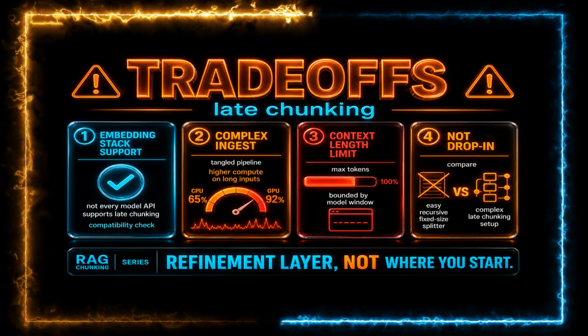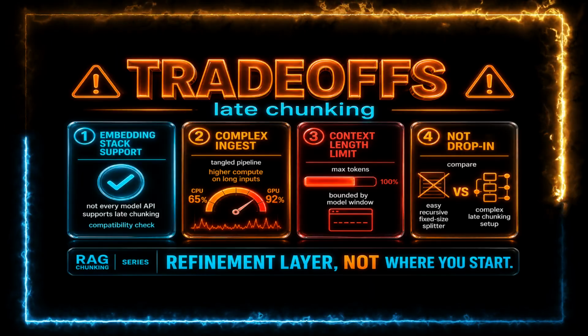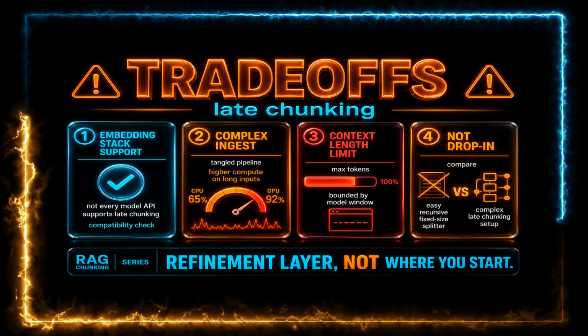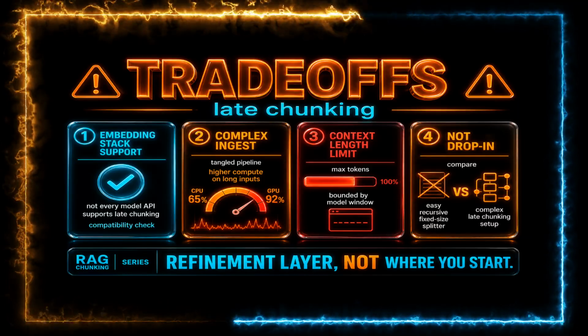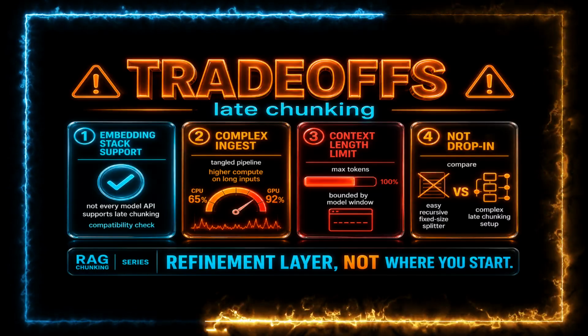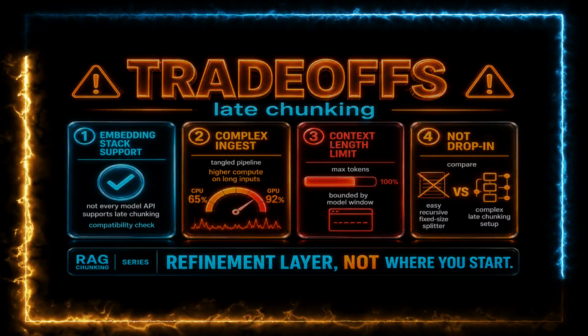Needs an embedding stack that supports it. Not every model or API does. More complex ingest, higher compute on long inputs, still bounded by context length. Less of a drop-in splitter than recursive or fixed size.